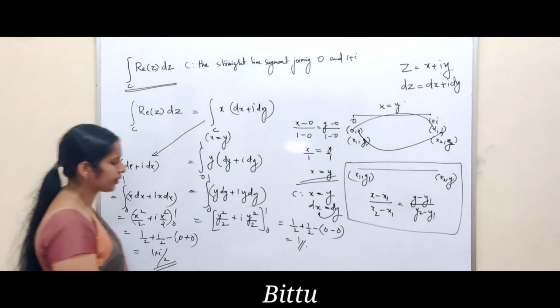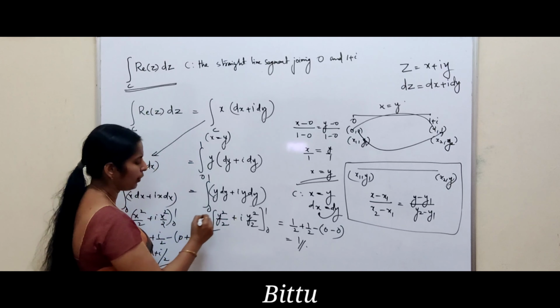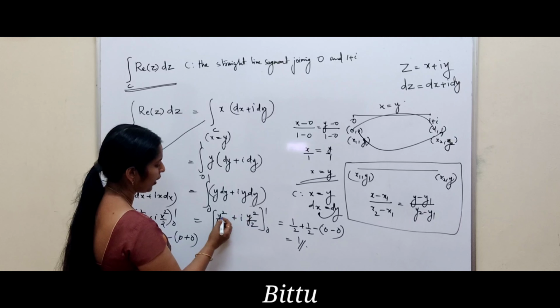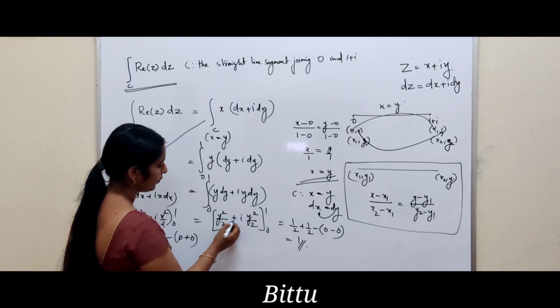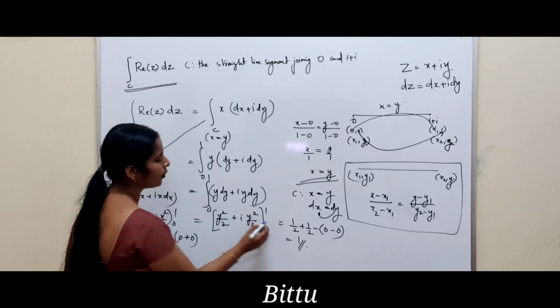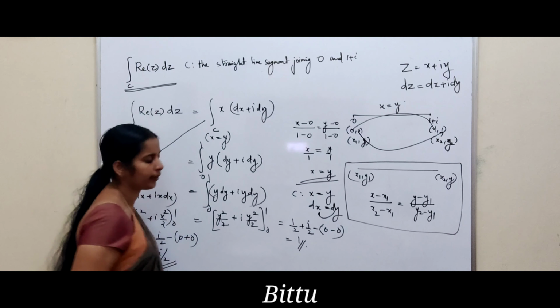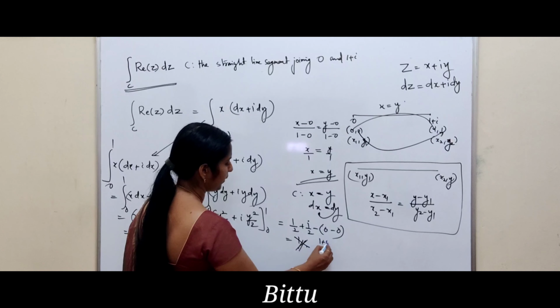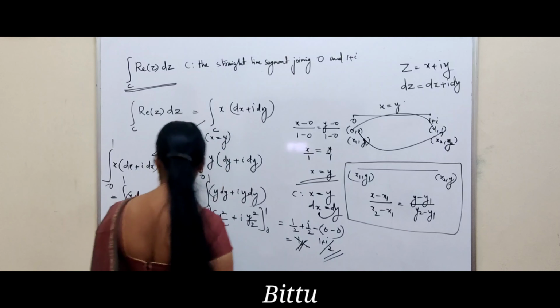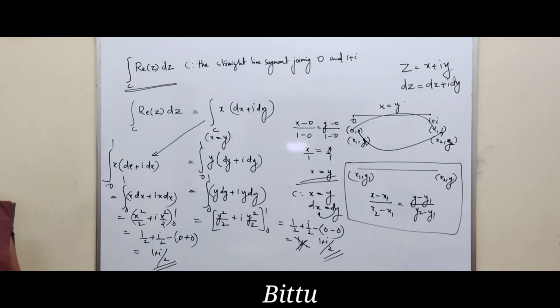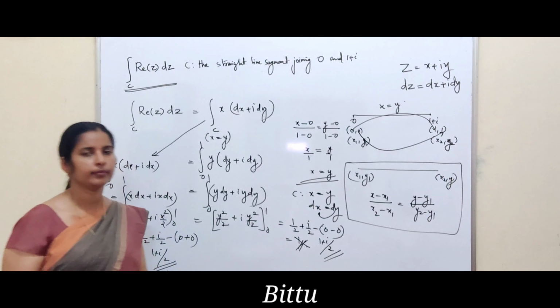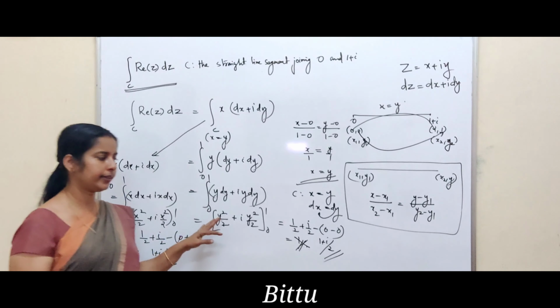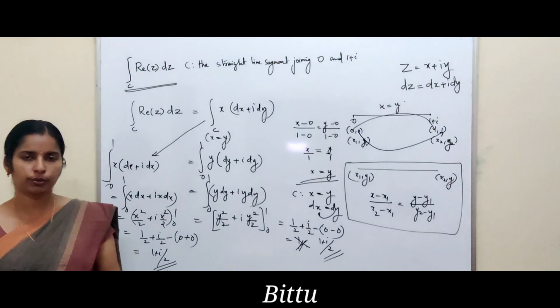See here I noticed a small mistake. When you put the upper limit 1, first term is 1 by 2. Next term is i into 1 by 2. So here it is i. Anyway, both answers must be unique. Here we had a small mistake. Now we corrected it and the answer is 1 plus i by 2.